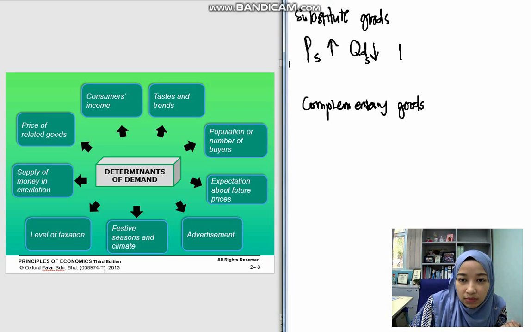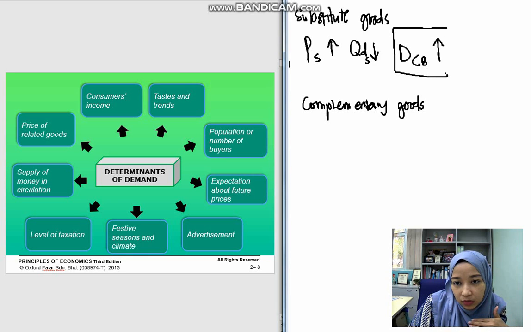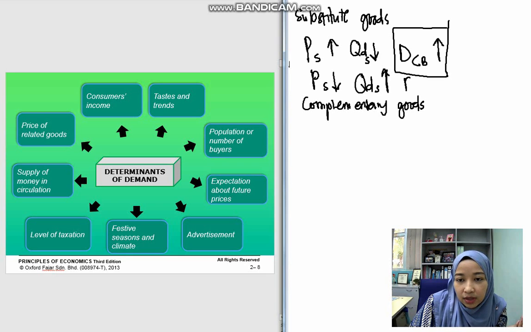So what happens to the demand of Coffee Bean? The demand of Coffee Bean will increase. Okay, so people will not buy Starbucks. Instead, people will buy Coffee Bean. Therefore, the demand for Coffee Bean will increase. And vice versa. If the price of Starbucks becomes cheaper, people will buy more Starbucks, and demand for Coffee Bean will decrease. Okay, so the opposite will happen if the price of Starbucks decreases.